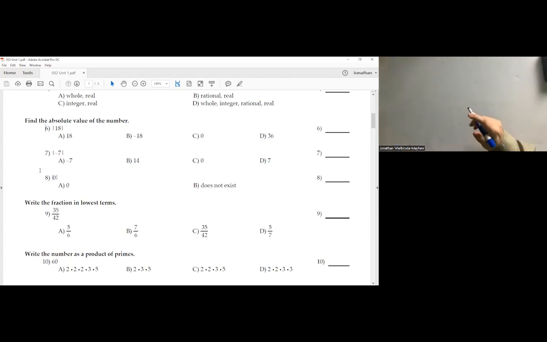Number 6. We want to take the absolute value of 18. Absolute value gives us the positive version of the number. So 18. In number 7, we have the absolute value of negative 7. Again, it gives us the positive version of the number. So our answer is 7.